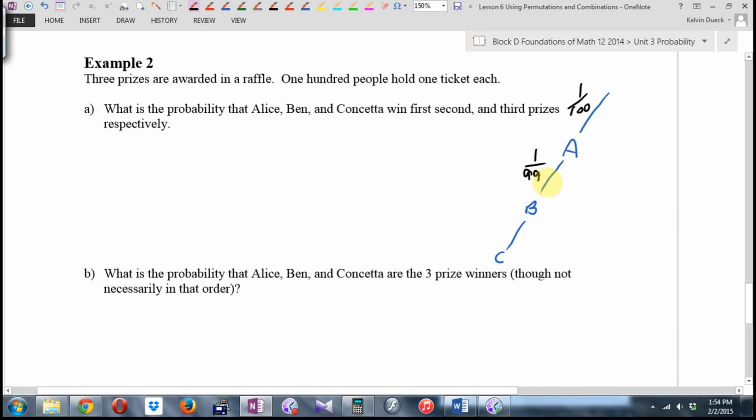Hey, Ben won. Good for you, Ben. How many tickets does Conchetta have left? 1 out of how many tickets are there?